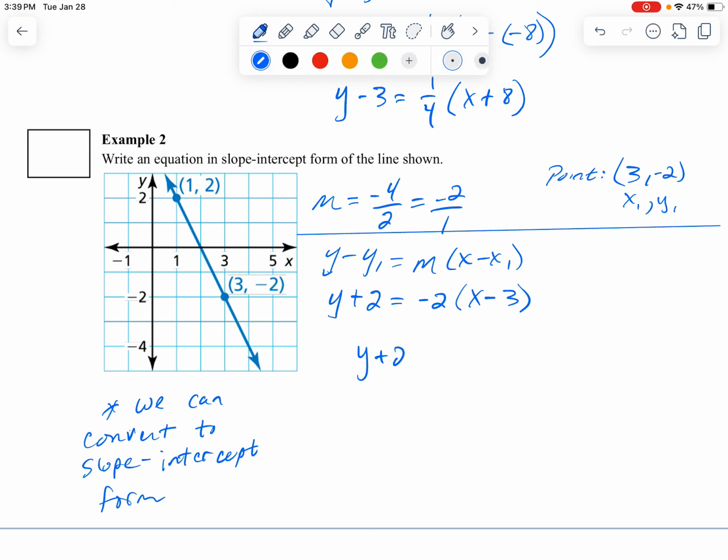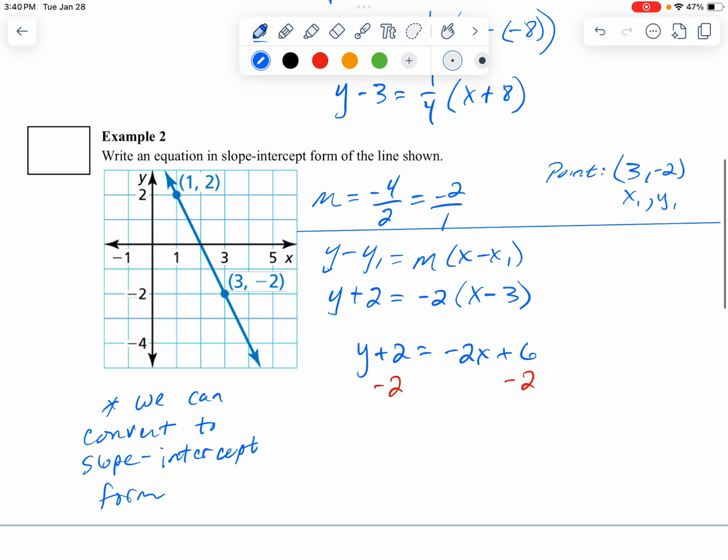So y plus 2 equals negative 2x. And then I've got a negative 2 times a negative 3, plus 6. Subtract 2 from both sides, and we end up with y equals negative 2x plus 4. So it's always going to be the same two steps, right? If we are in point slope form, it's really easy to change it into slope intercept form.